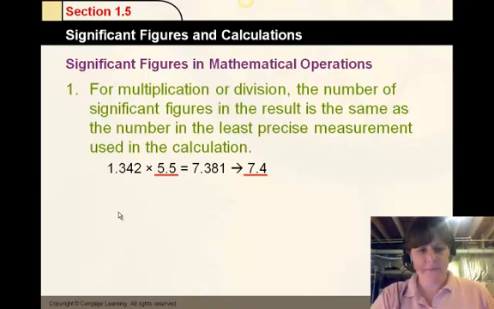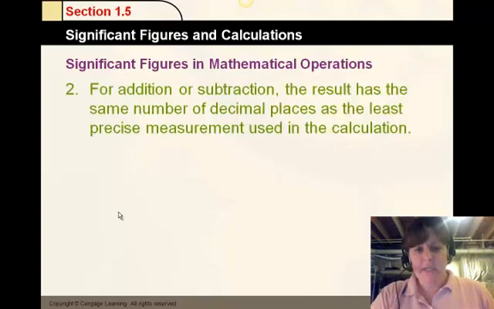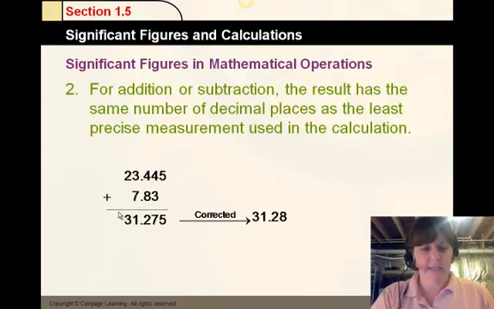Okay, that's multiplication and division. Now, in addition and subtraction, it has nothing to do with significant figures. It has everything to do with decimal places. So here's an example. 23.445 plus 7.83 equals 31.275. Notice the example shows 7.83 has 2 places to the right of the decimal point. The 3 here is indicating it's the second one after the decimal. It's fewer than the 23.445, and thus the rounded answer has 2 places after the decimal as well.